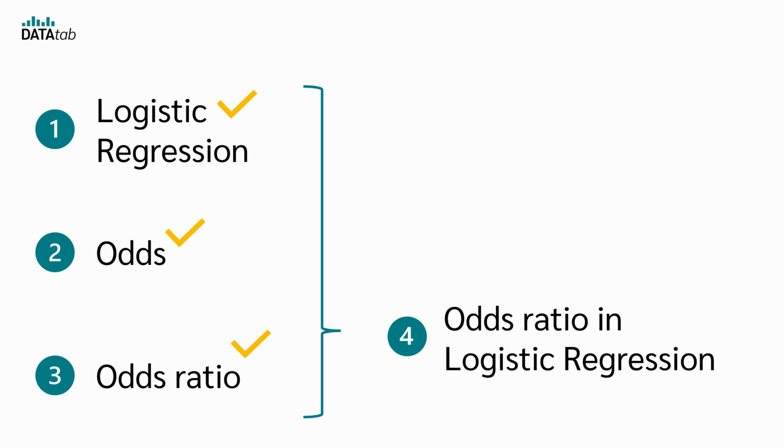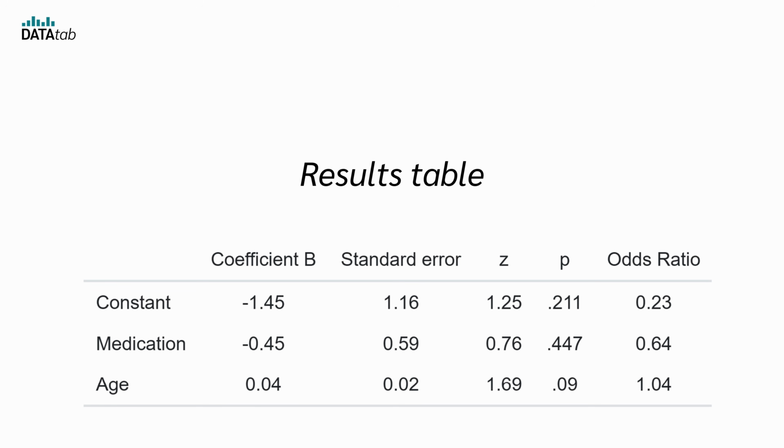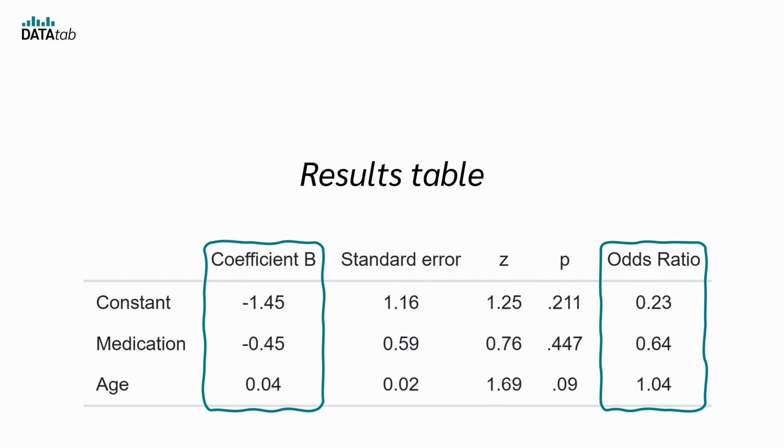Okay, now let's put it all together and look at how to interpret the odds ratio in logistic regression. To give you an idea of what's ahead, at the end of this video, we will understand such a results table from a logistic regression. More precisely, we will understand these two columns.